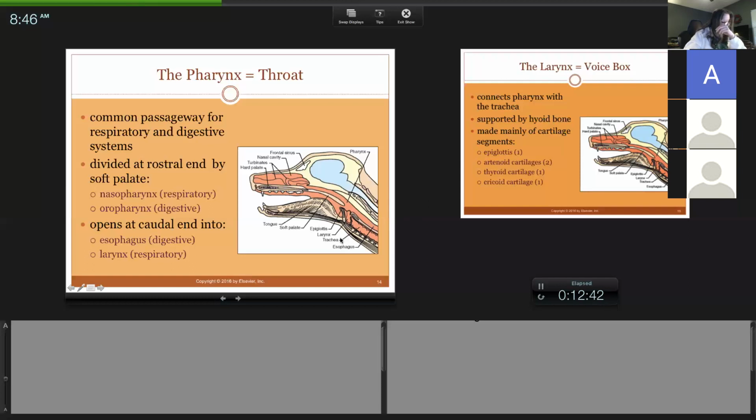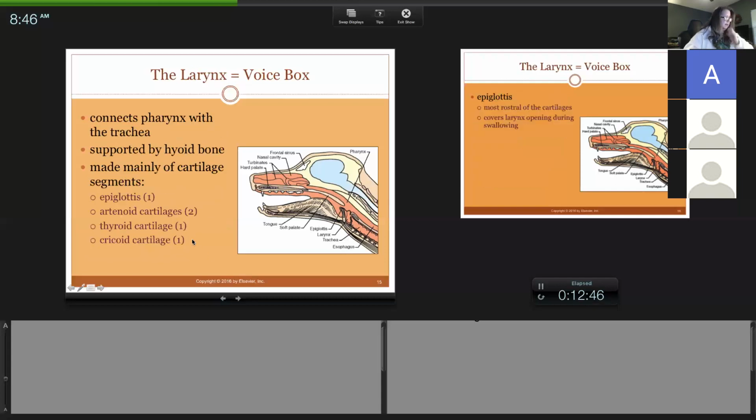What is contained in the larynx? What are the arytenoid cartilages? Basically, the epiglottis, the arytenoid cartilages, and the thyroid and cricoid. But most important to know is the epiglottis and the arytenoid cartilages. What are the arytenoid cartilages? They are bands of cartilage attached to muscles, and they control the airflow to the trachea.